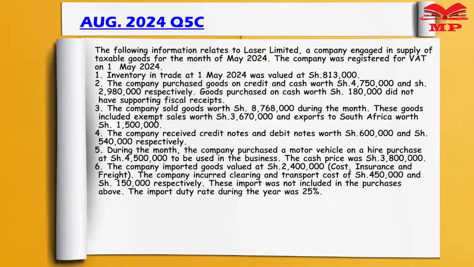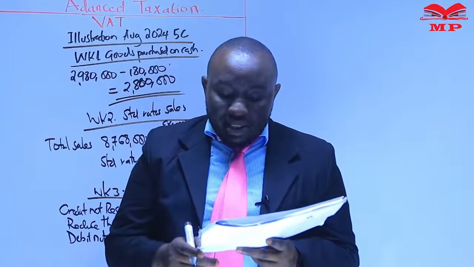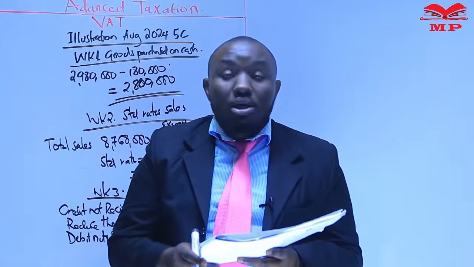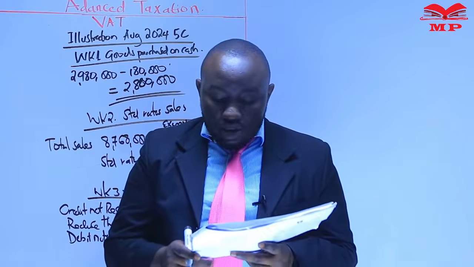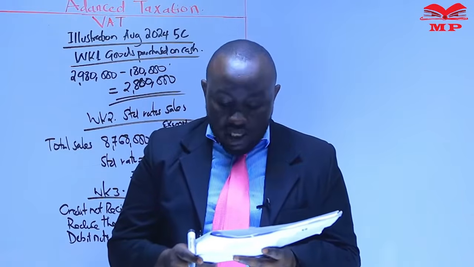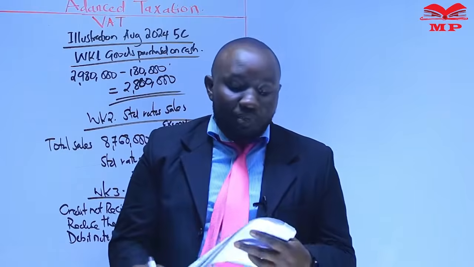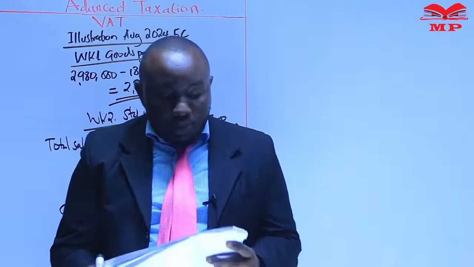Then we are being told that during the month, the company purchased a motor vehicle on hire purchase at shillings 4.5 million to be used in business. The cash price was 3.8. If you have the hire purchase and the cash price, we use the cash price to claim input VAT. So the input VAT will be on the 3.8 and not 4.5.